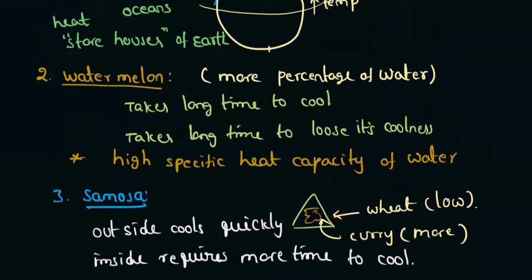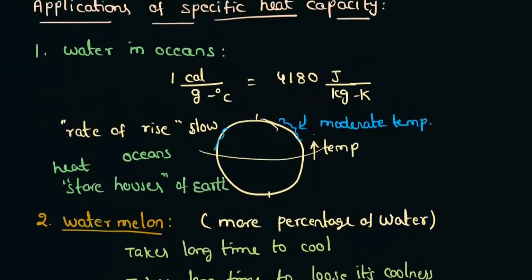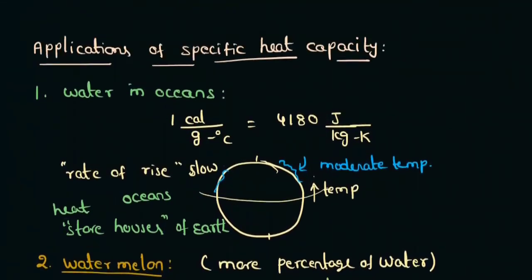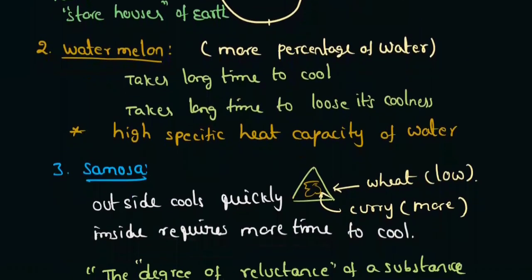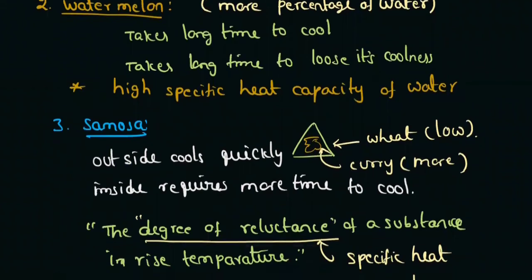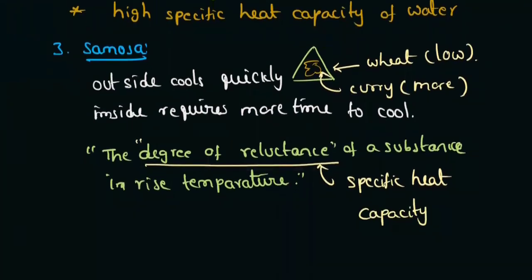Now, based on this understanding, you can think about wherever you are using some substances by this specific property, that is, the specific heat capacity of different substances. Okay, thank you.